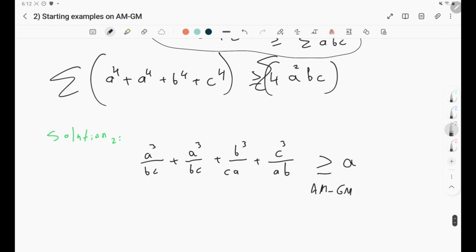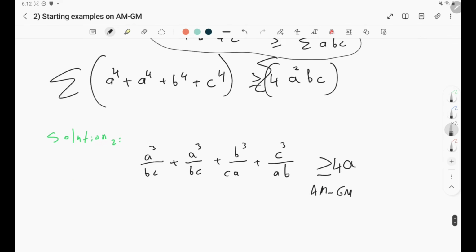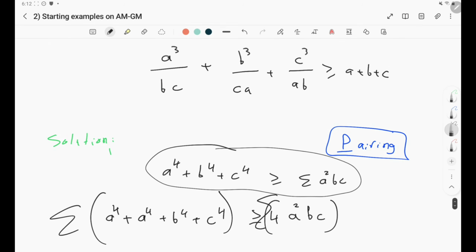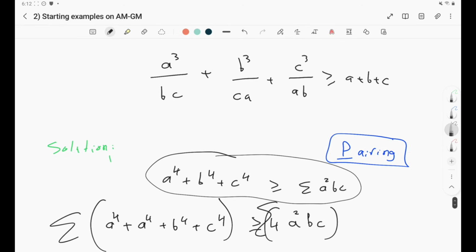Okay, and of course then similarly, sorry, here of course we've got 4. Then similarly we get the others, and we're done. We get a sigma and we're done. Alright, so that was also a nice example, because we are learning the pairing technique in it, and as we said, this is a really important technique.